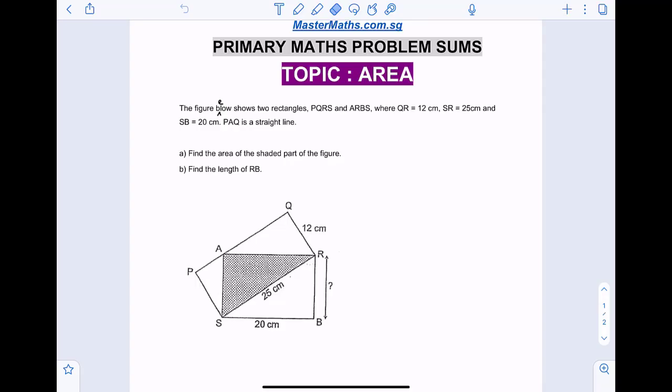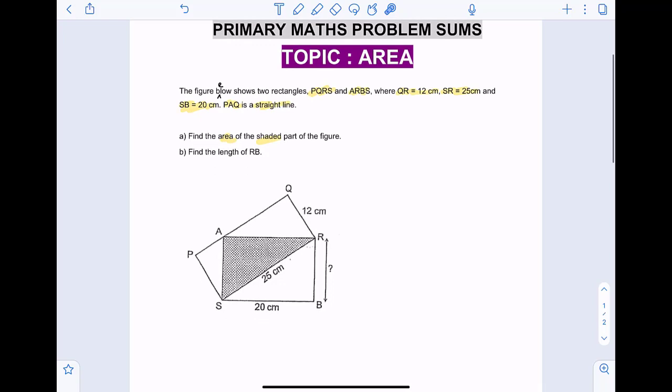The figure below shows two rectangles PQRS and ARBS, where QR is 12 cm, SR is 25 cm, and SB is 20 cm. PAQ is a straight line. Find the area of the shaded part of the figure, which is over here. Second part, find the length of RB.